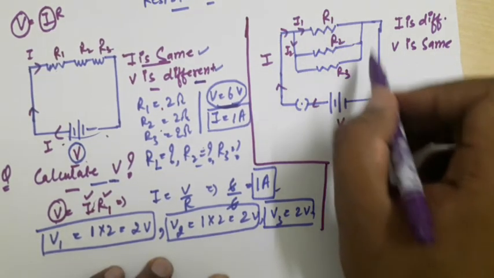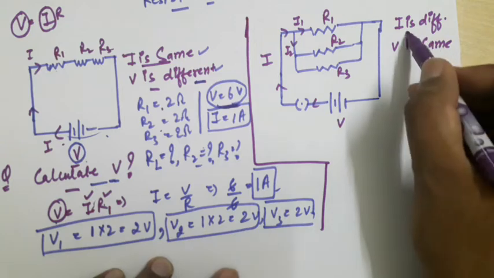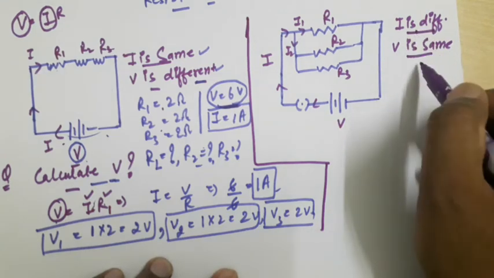Now when we are talking about the parallel case, right, in the parallel case 2 things have to be kept in mind, that I is different and V is the same.